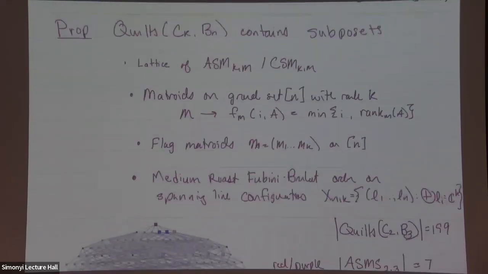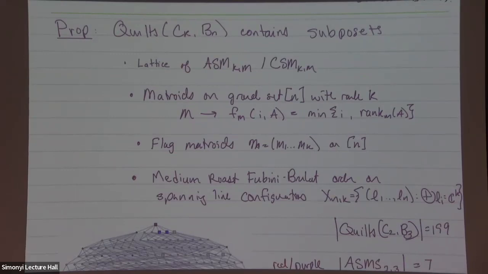And this is kind of where we were hoping to get to. The quilts lattice on C_K cross N encodes a whole bunch of these structures that we already talked about with rank functions. So it includes the lattice of alternating sign matrices. It includes matroids on a ground set 1 through N with rank K. And it has a poset on the matroids. You can just consider it as a subposet.